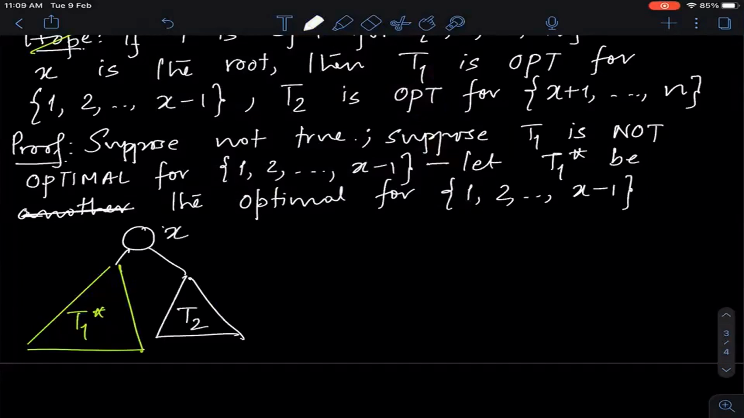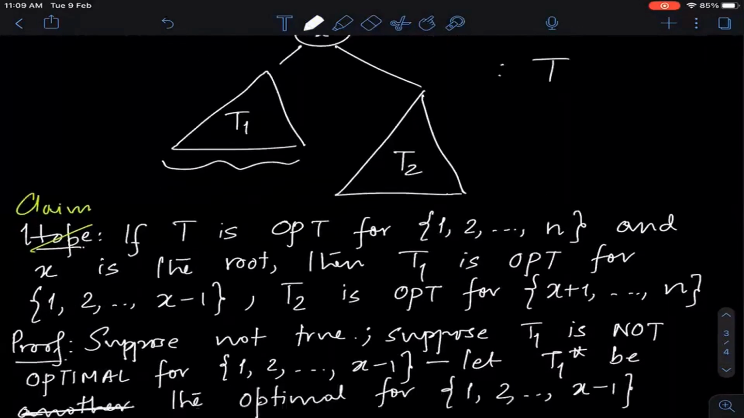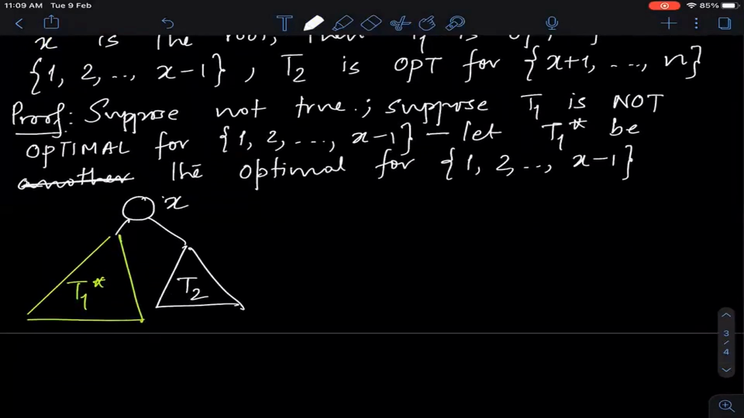Note that this is still a valid binary search tree for my entire data set, because I'm not changing the set of keys on the left of X, neither am I changing the set of keys on the right of X. All I'm doing is, instead of this subtree T1, I'm using this magical tree, if it exists at all, on the set of keys 1 to x minus 1. I'm just cutting out T1 and pasting T1 star in its place. Let me call this tree T star.